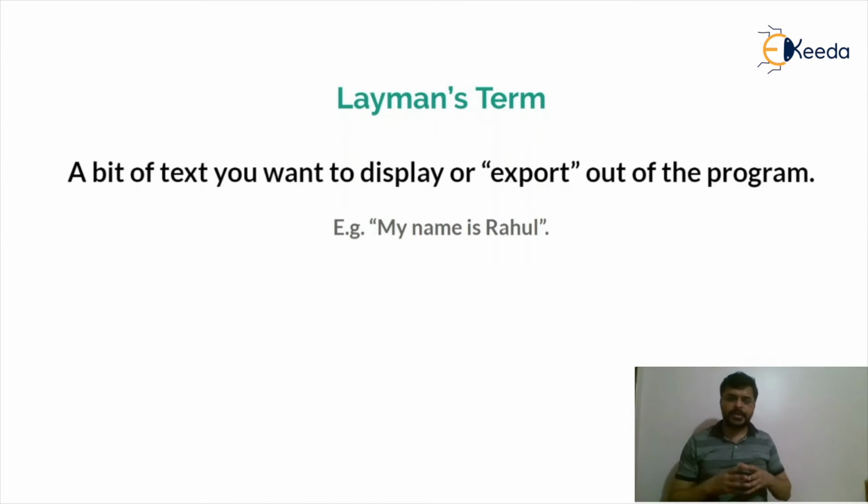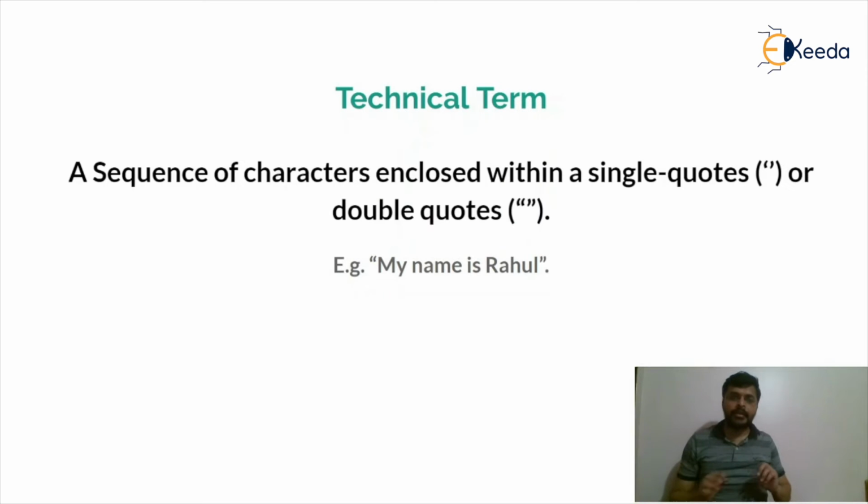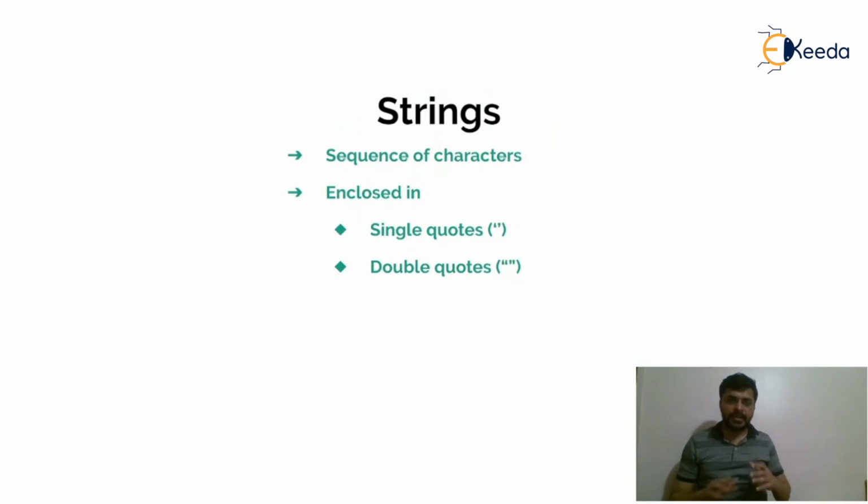In simple terms, strings are a bit of text you want to display or export out of the program. Technically, they are a sequence of characters enclosed within quotes. In Python specifically, strings are a sequence of characters which can be an alphabet, a number, or a special character like at the rate, ampersand, percent, anything, enclosed in single quotes or double quotes.